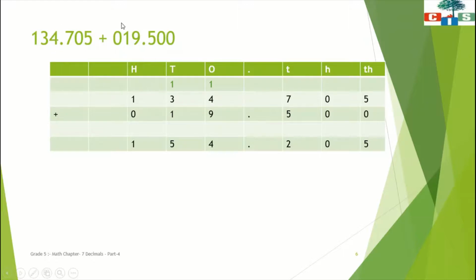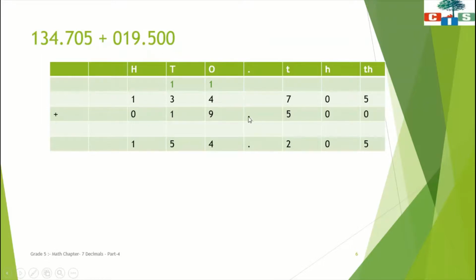Now we will see the decimal part. Here we have 7 at the tenths place, 0 at the hundredths place and 5 at the thousandths place. So I have put 705 according to their place value. Now we will take the next number. Here we have 9 at the ones place, 1 at the tens place and 0 at the hundreds place. So I have put it accordingly.